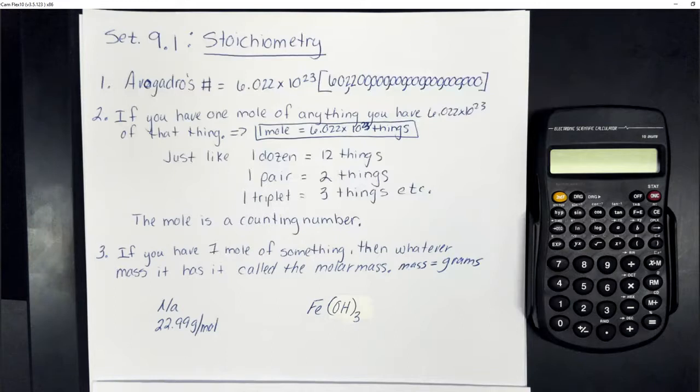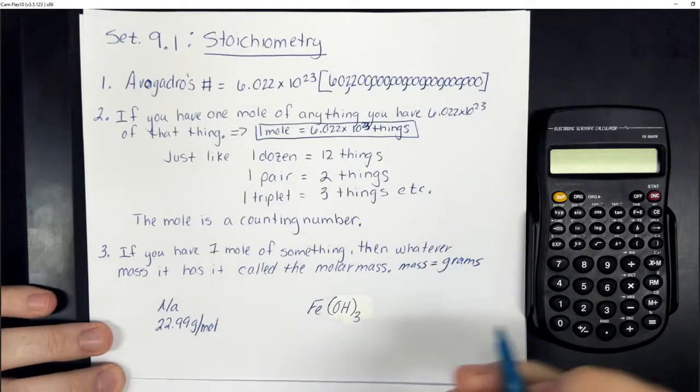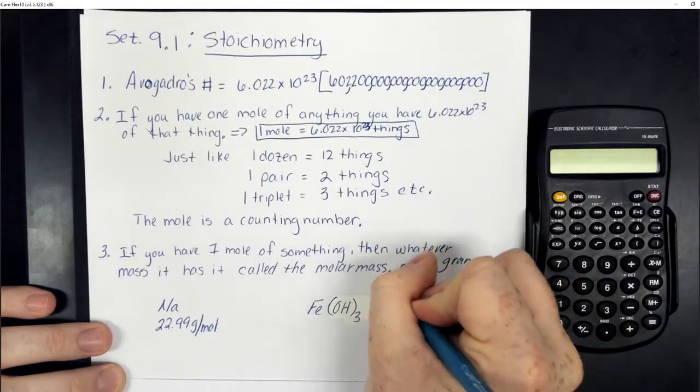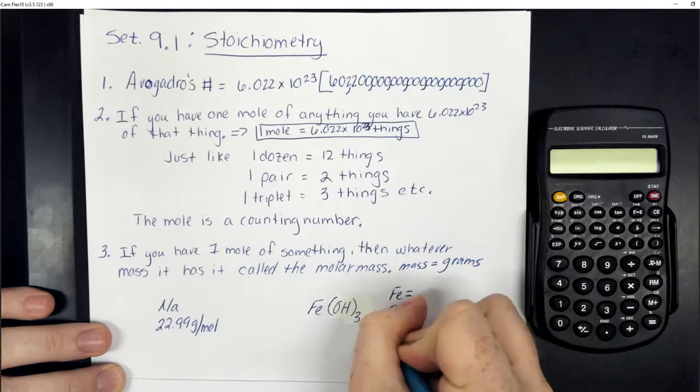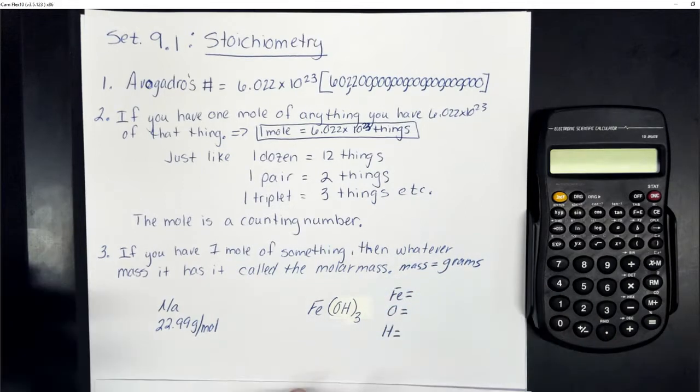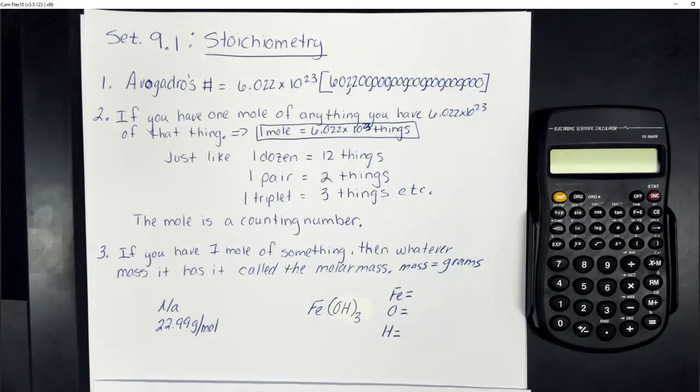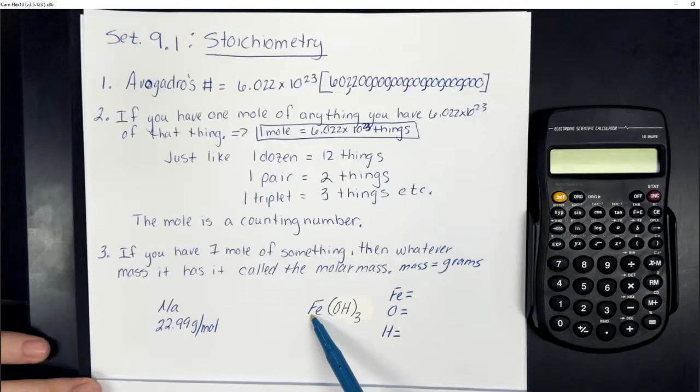So how do I figure out the molar mass of a compound? Well, it's very simple. Let's make a list of all the different types of elements we have here. We have iron to begin with. We have an oxygen, and we have a hydrogen. All right. How many ions are in this formula right here? If you said 1, you are 100% correct.